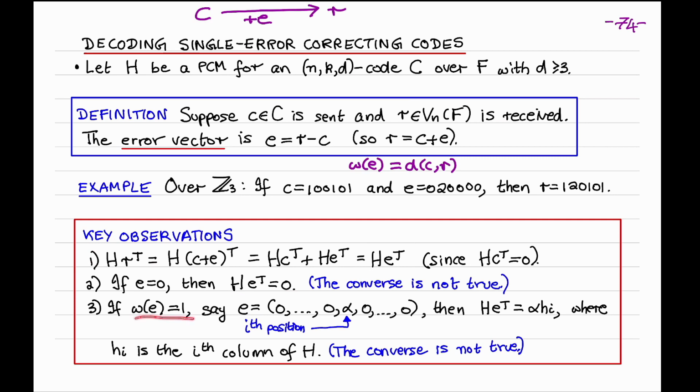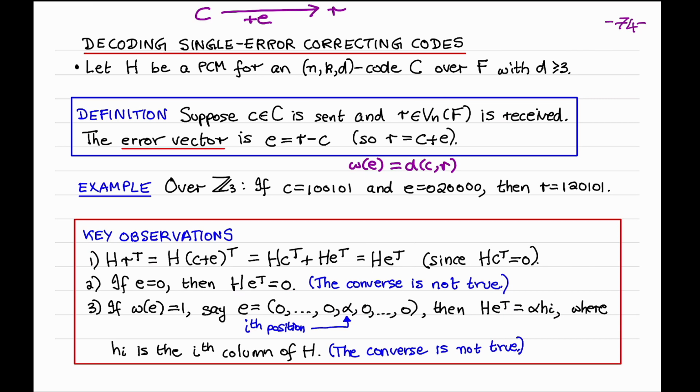If the error vector has weight 1, let's say E is this vector with a non-zero element alpha in its ith coordinate position, then H times E transpose is alpha times the ith column of H. Since the ith column of H is non-zero, such a vector can be distinguished from the 0 vector. Also, since no two columns of H are scalar multiples of each other, we can distinguish the vectors H times E transpose when the non-zero entry of the error vector is in position I, from when the non-zero entry is in position J, for any J different from I. So the vectors H times E transpose are different for each error vector E of weight at most 1. And this is the basis for the decoding algorithm.